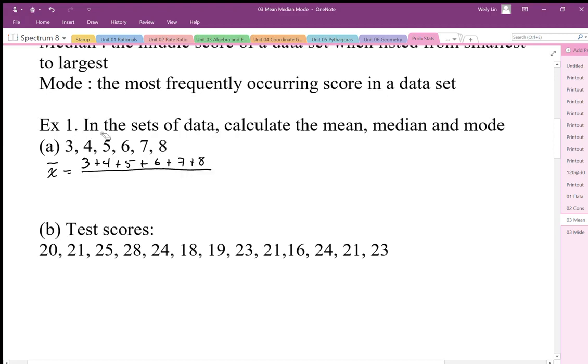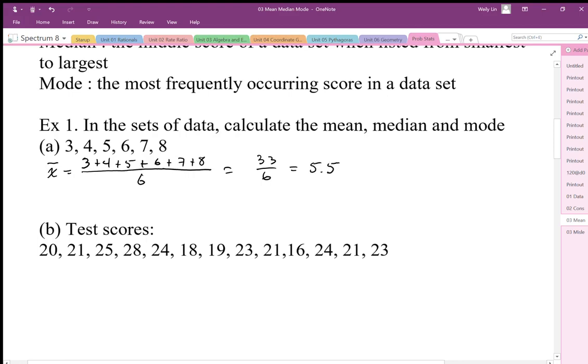1, 2, 3, 4, 5, 6. There's 6 scores that we're measuring. So we add up those scores and divide by 6. Okay, so let's do this here. So we go 3 plus 4 plus 5 plus 6 plus 7 plus 8. Okay, that gives us a total score of 33. And we divide that by 6, and we end up with 5.5 as our mean.